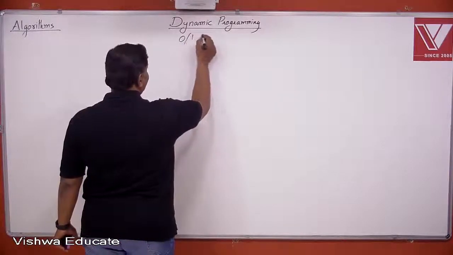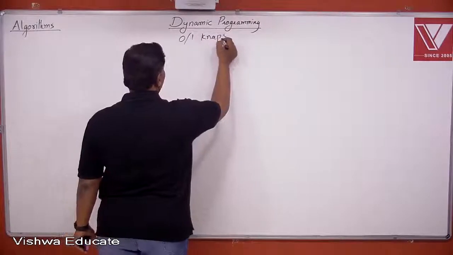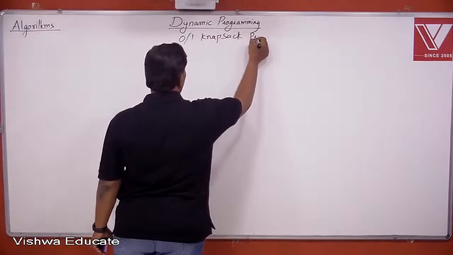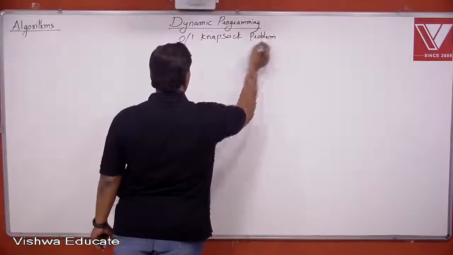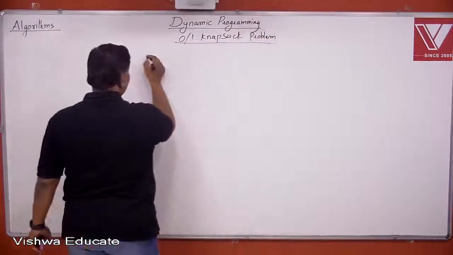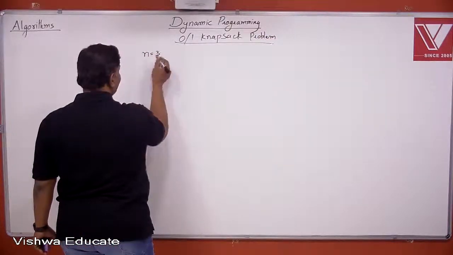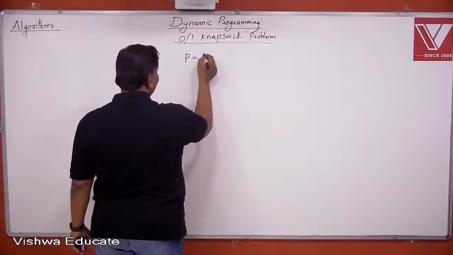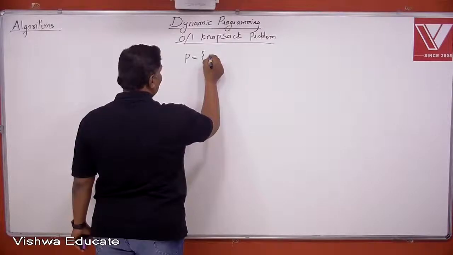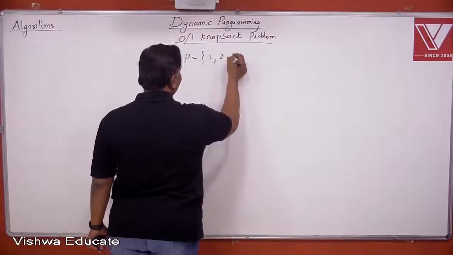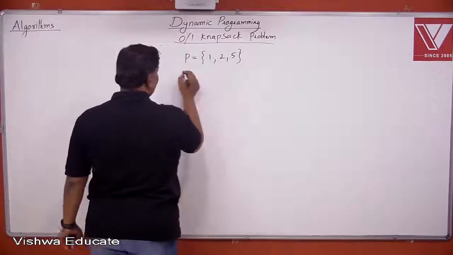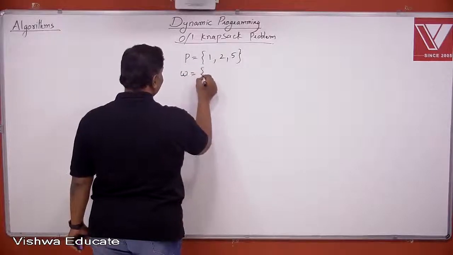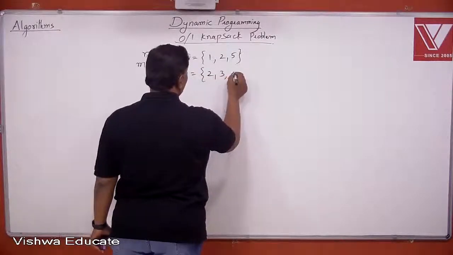Next is 0-1 knapsack problem. Let us take the example. There are 3 objects and the capacity of the bag is 6 and the profits are given as 1, 2, 5 and the weights are given as 2, 3, 4.